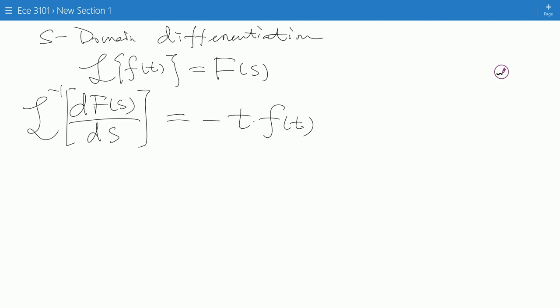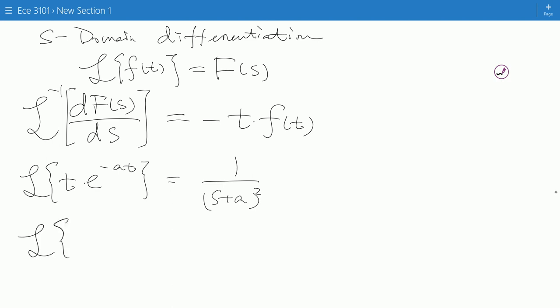Now we can do an illustration of this property, which sometimes could be interesting. For instance, if we go to table 7.2, we'll see an example of t times e to the power negative at in the table. The Laplace transform of this guy is given as 1 over s plus a squared. Now, if we use the property given here for S-domain differentiation, how do we obtain it?